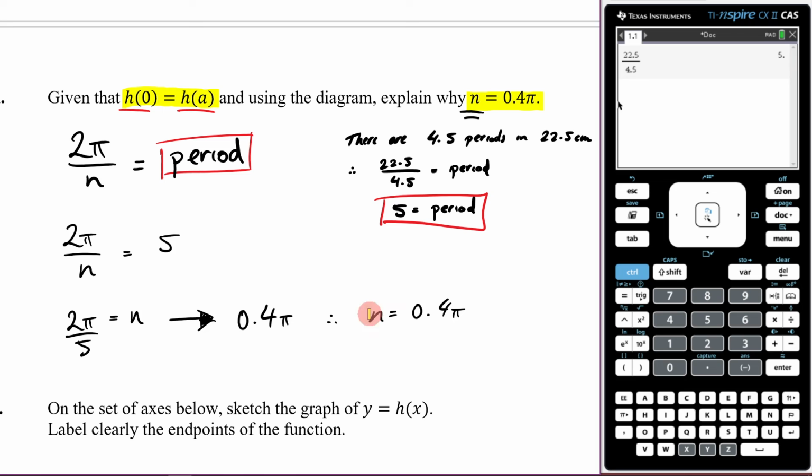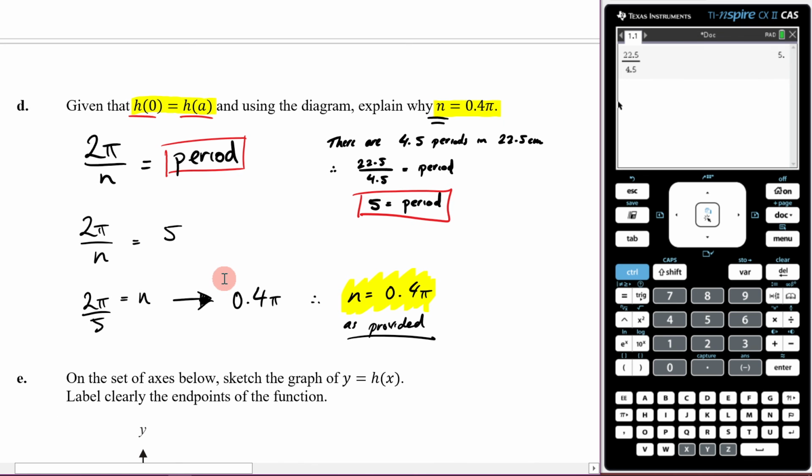And there we go. Sometimes people like to add in the sentence, as provided. And that's how you would approach that question. A really great question that really gets you to think through what you're doing. Hopefully you were successful with it, and I'll see you in the next one.